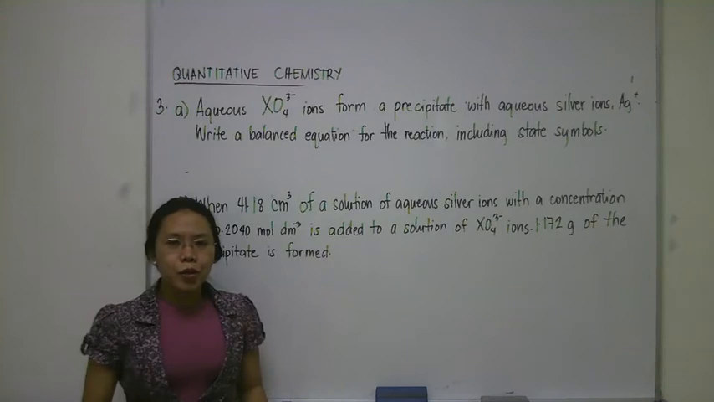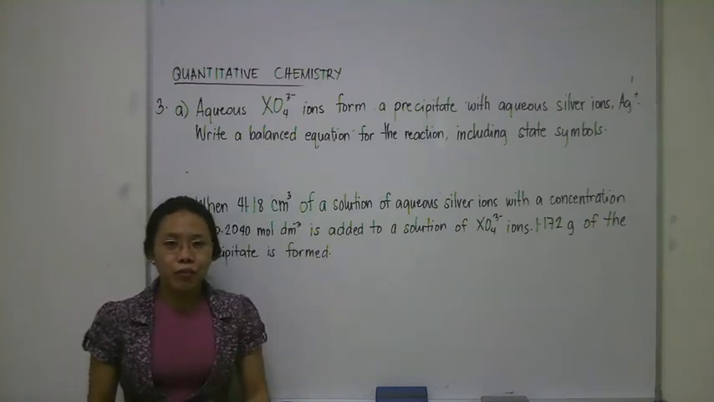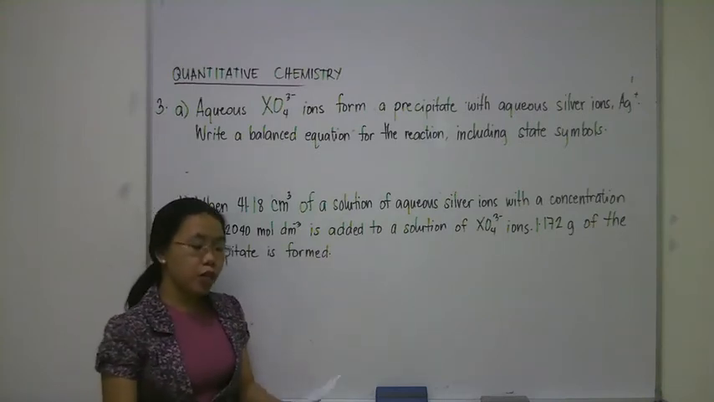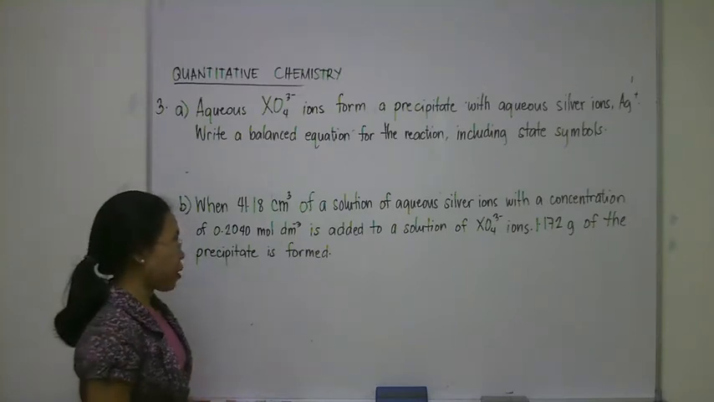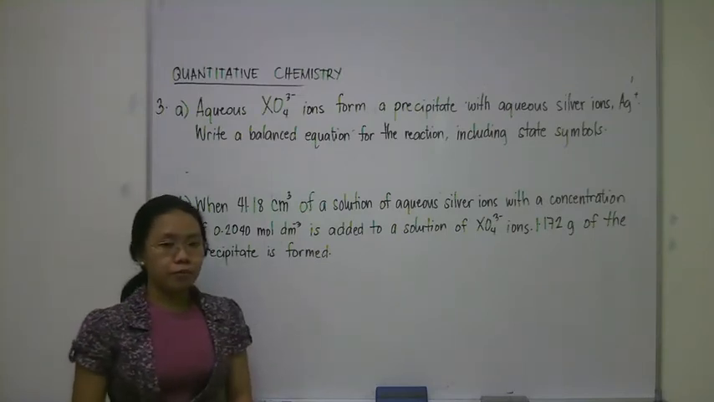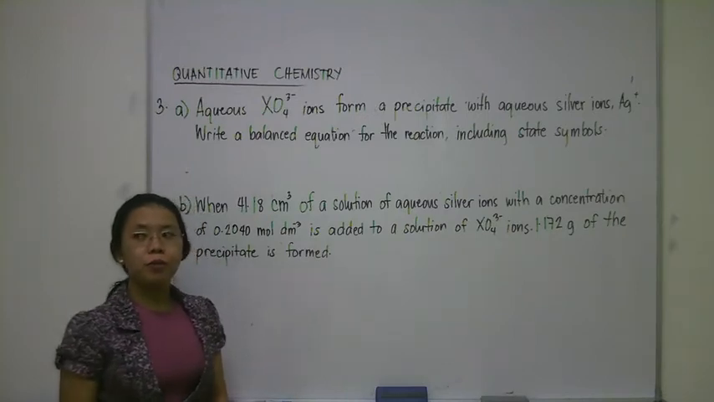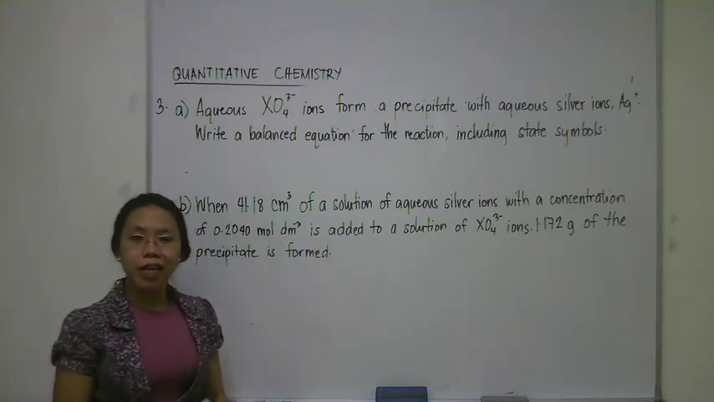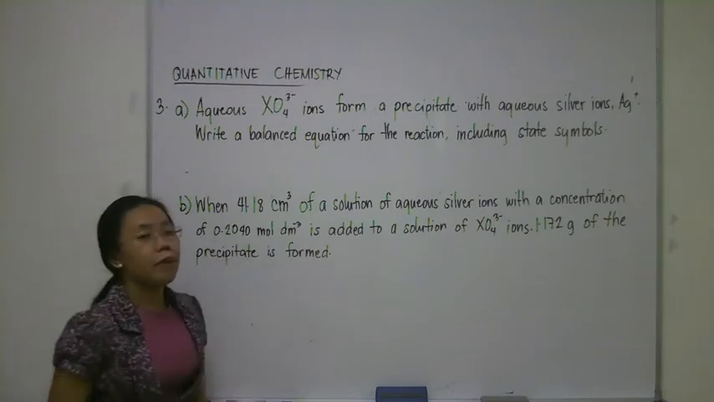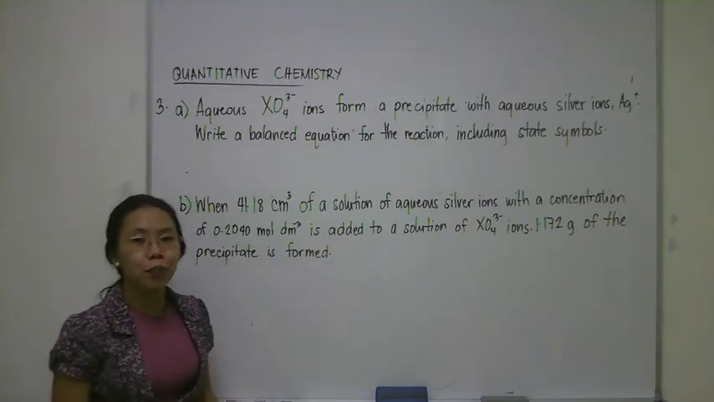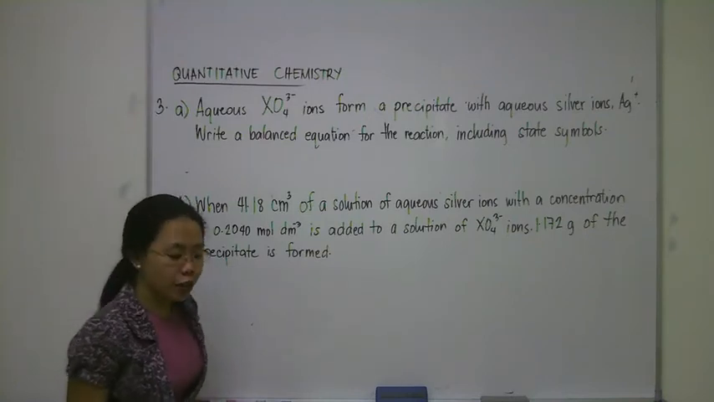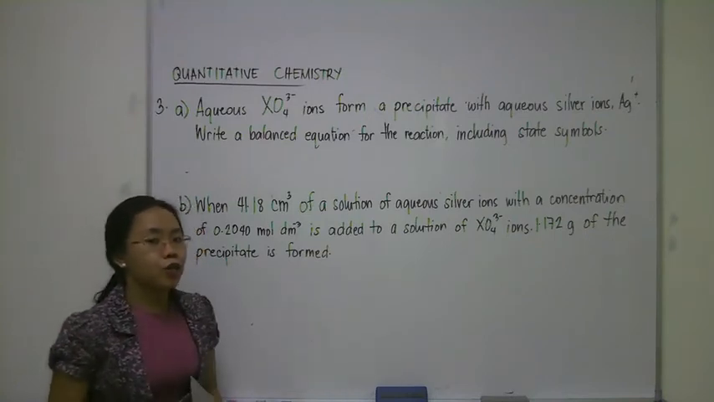Okay, so we're going to answer the third question under the same chapter, Quantitative Chemistry. So for letter A, the first problem is, you need to write the balanced equation for the reaction between silver ions and your aqueous ions.